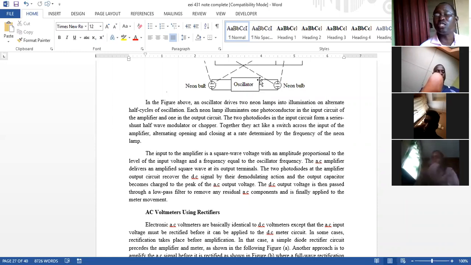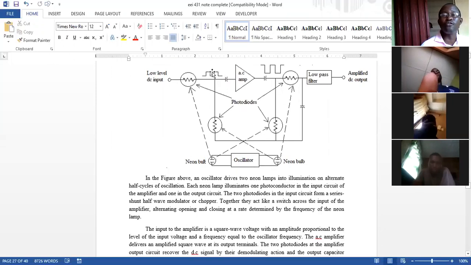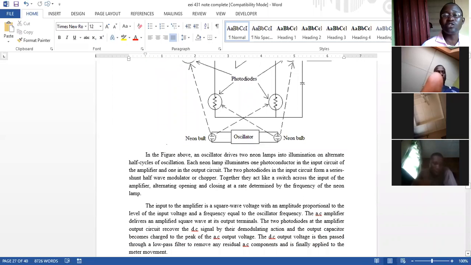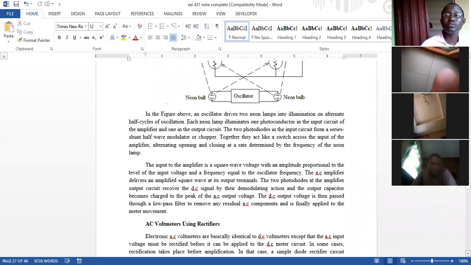So the output of the photodiode will be on, off, on, off. And that is what we have in form of a square waveform that you can see here. This is on, the off, then on again, the off, and the same thing goes like that. So the photodiode is being synchronized. The four photodiodes here are being synchronized by the oscillator. The oscillator is producing light through the neon bulb to the photodiode. So they are like a switch that is taking the signal on, off, on, off, making it become an AC signal instead of the DC that it was.